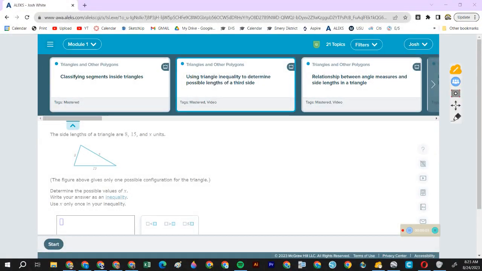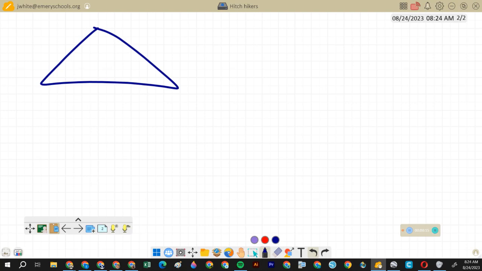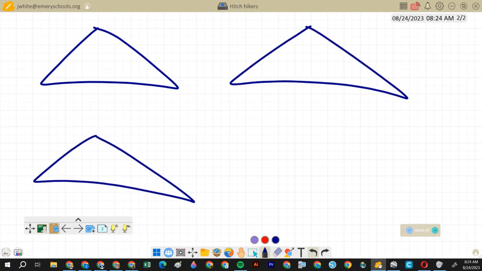Our last topic in this module deals with classifying segments inside of a triangle. So there are 4 that you need to know. If I had 4 triangles, there are 3 ideas that we're going to deal with.